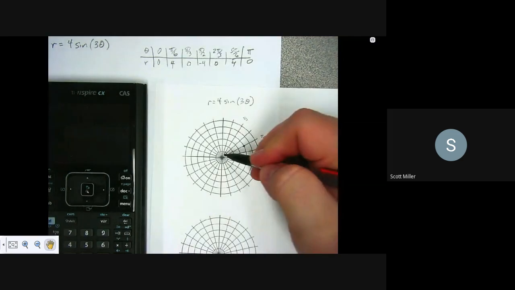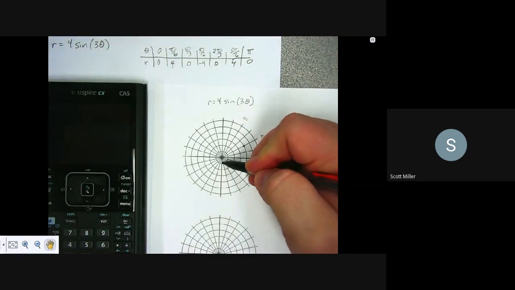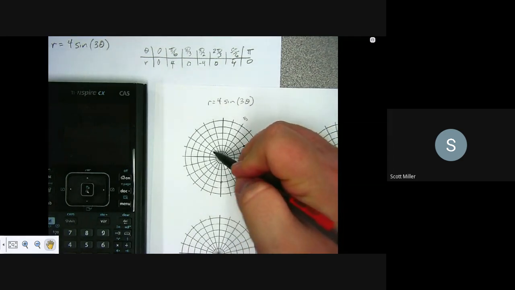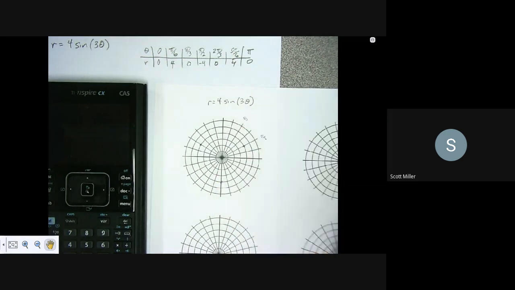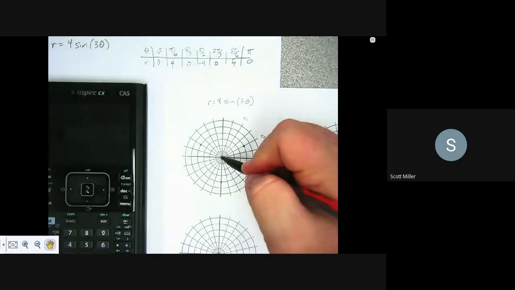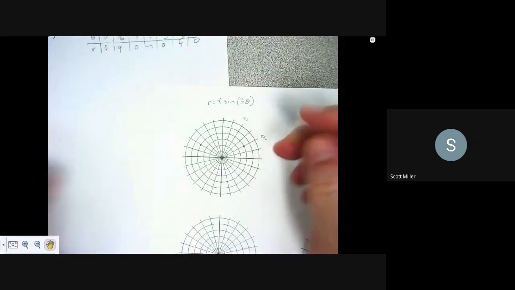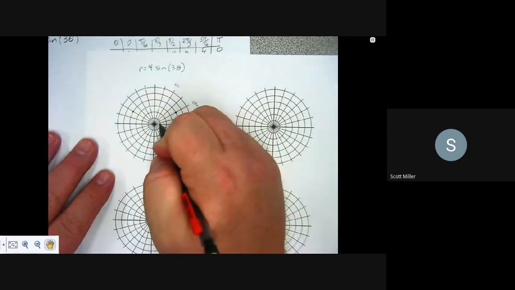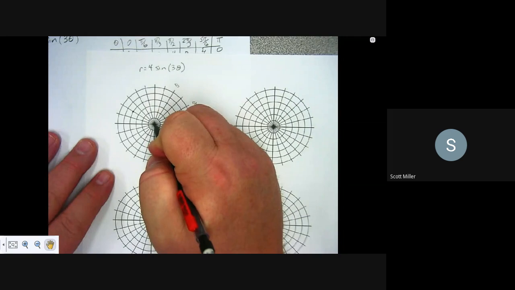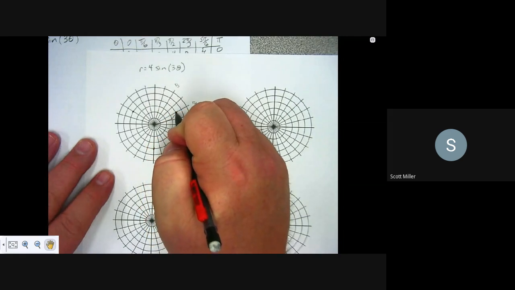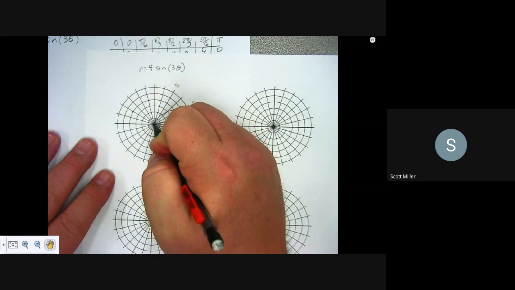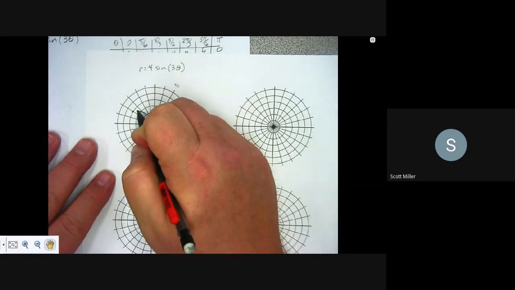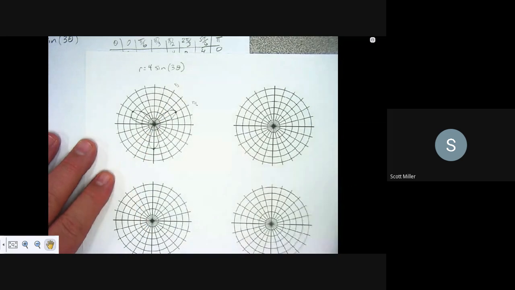At pi over 2, walk backwards 4. 1, 2, 3, 4. And at 5 pi over 6 is that 4. Okay? And then all the zeros are right there in the middle. So in drawing this, it's a smooth circular action. So if I start at 0, then I do a little curve out to there, come back around, continue on to that one, come back around, continue to that one, come back around. And that is the curve right there.